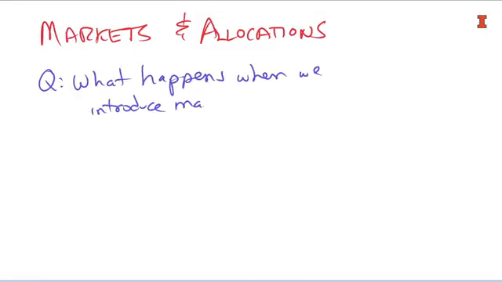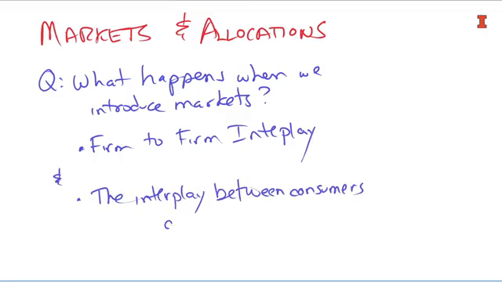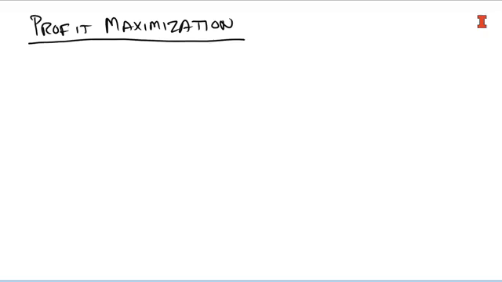We're going to need to worry about firm-to-firm interplay. We didn't have that before, but now with markets, we're going to have firms mixing it up with each other. And we're going to need to understand the interplay between consumers and firms. The driving force here is something that we've talked a lot about, and we will continue, and that's profit maximization. We want to think about how firms maximize profits.